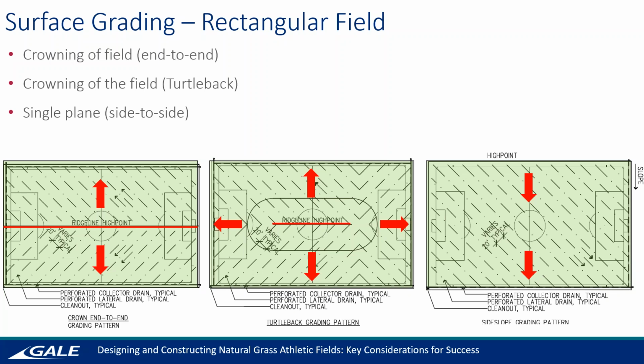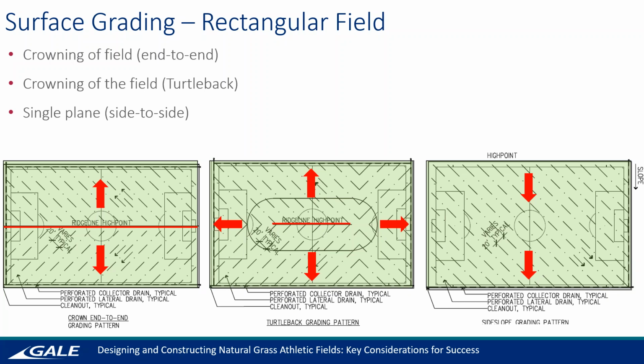And then what you have here, sometimes the constraints don't allow you to do any type of crowning, in which case you can get away with a single plane. You go from one sideline to the other, side to side, if you will, and it slopes with a single slope there, constant grade.